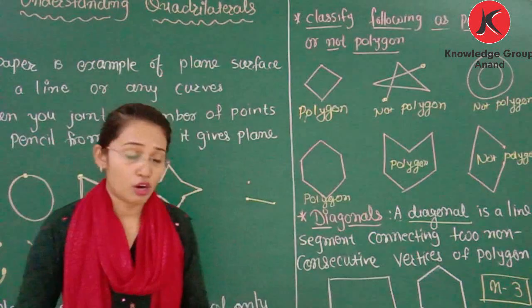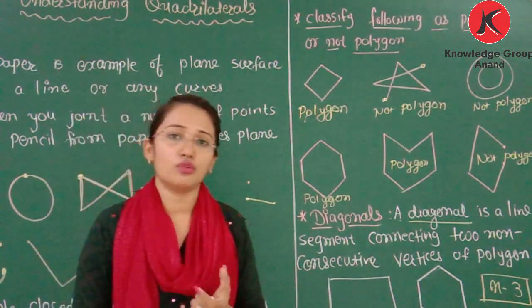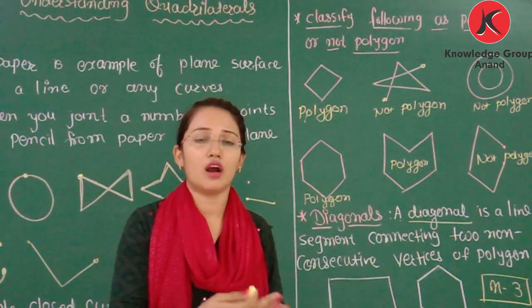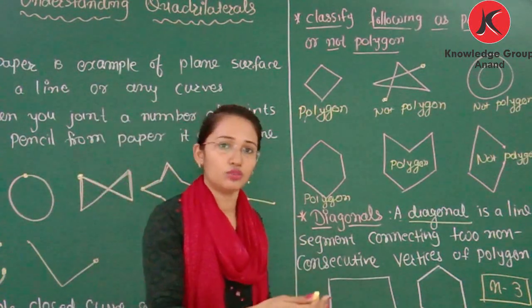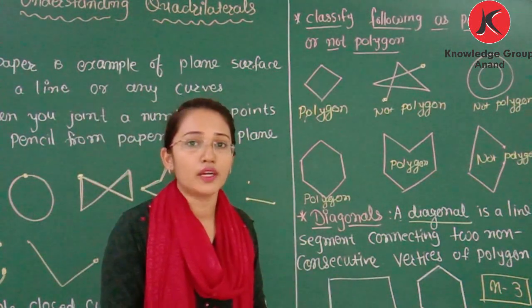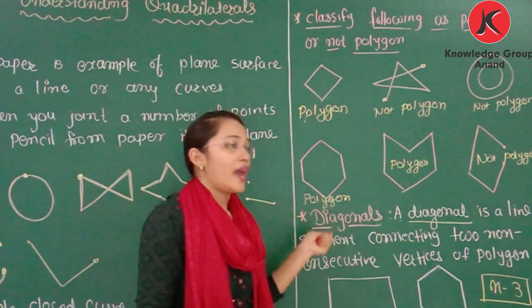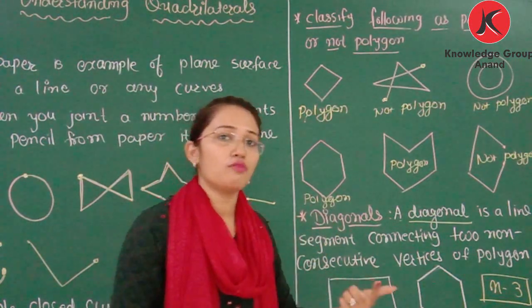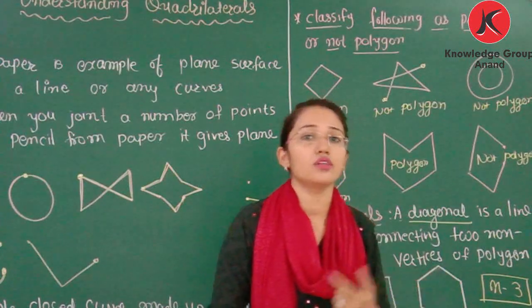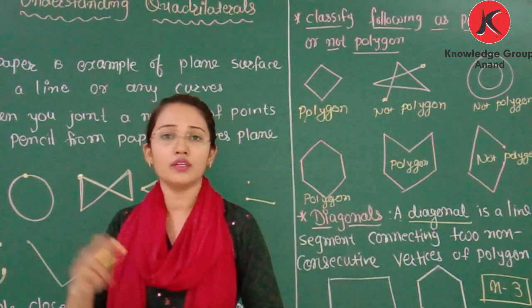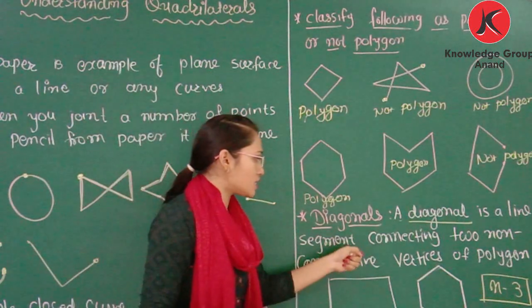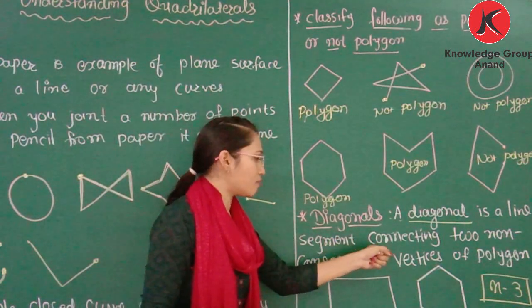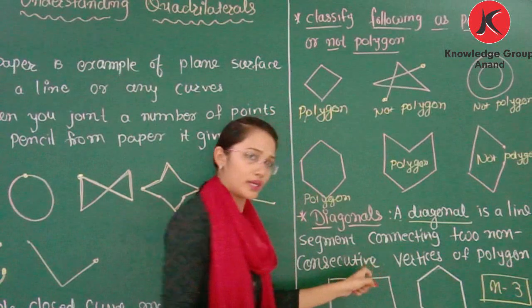Now, we already learned what is consecutive. Consecutive means exactly comes after one number. Non-consecutive vertices means what? Not the adjacent vertices. Non-consecutive means not adjacent. So here, what is the statement? Join a line segment between non-consecutive vertices.